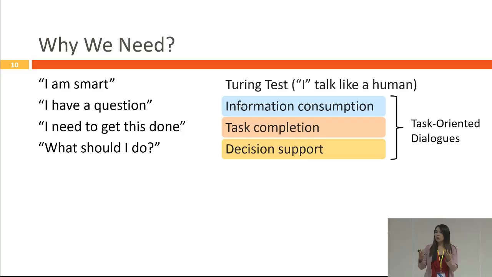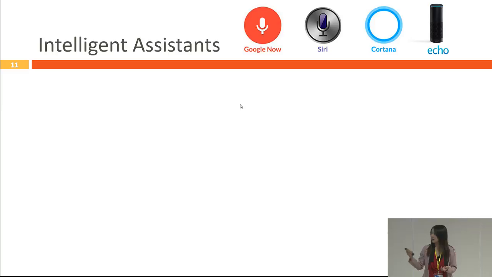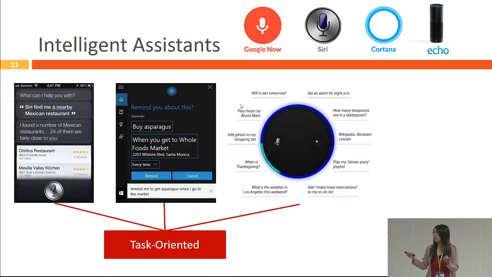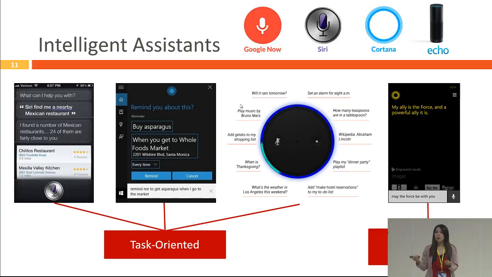These intelligent assistants provide a lot of task-oriented functions, like playing music, booking a ticket, or scheduling a meeting with friends. They also do some engaging social chatting. For example, you can ask for a joke from Siri or Cortana. And today I want to focus on the task-oriented part.